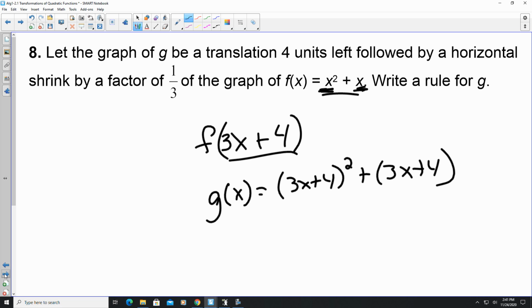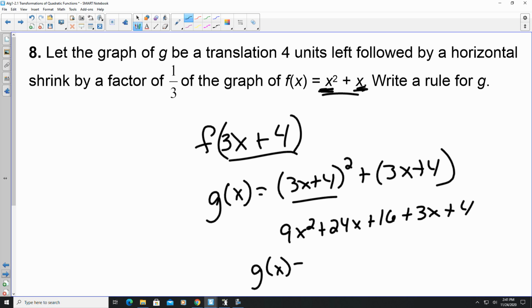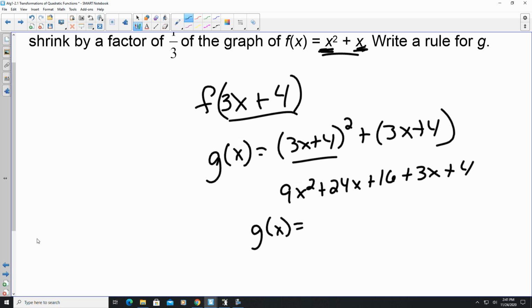So now I'll expand 3x plus 4 and multiply it, so this turns into 9x squared plus 24x plus 16. Then I get this plus 3x plus 4. Combining like terms, I get 9x squared plus 27x plus 20.